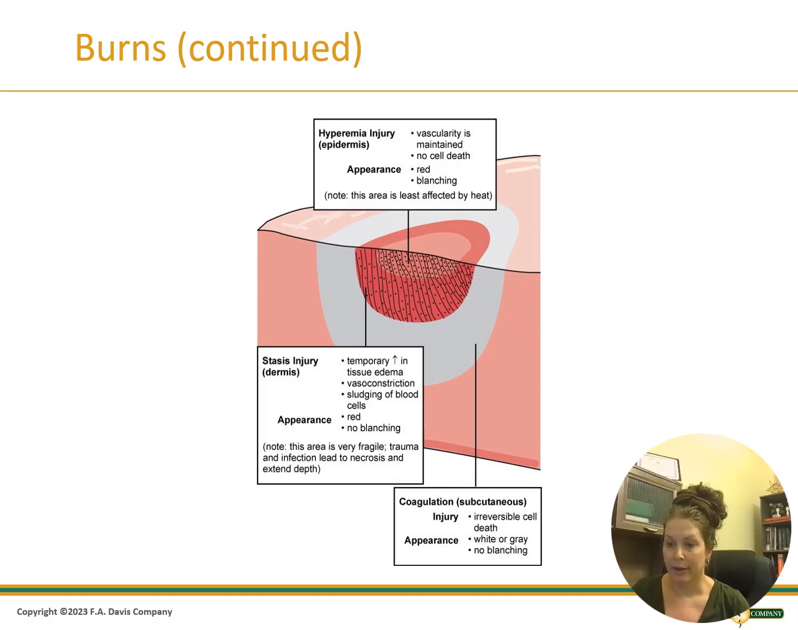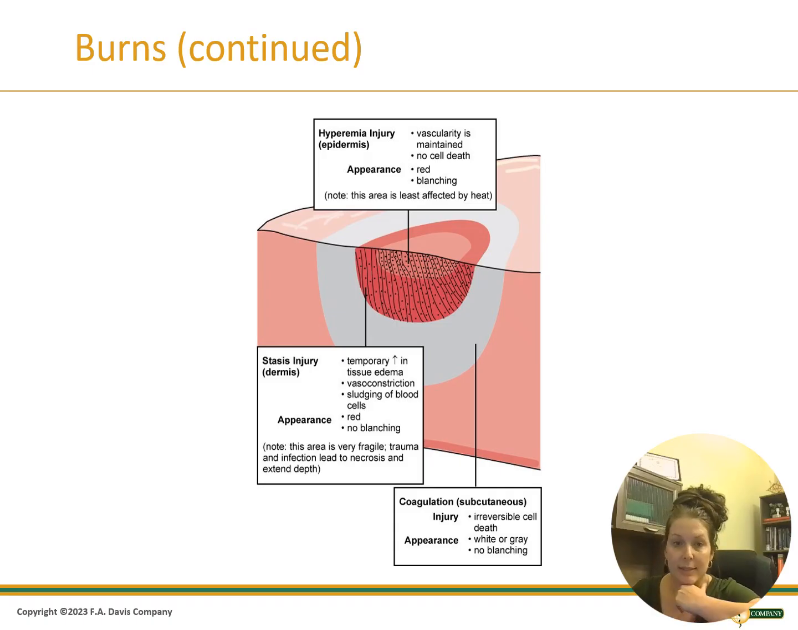We have our zone of coagulation. Okay, so this is where we have that irreversible cell death. This is going to be the most severe area of the burn. The tissue is going to look like a whitish gray leathery appearance, and it's going to have no blanching. Okay, so this tissue is going to be permanently lost and requiring surgical intervention.